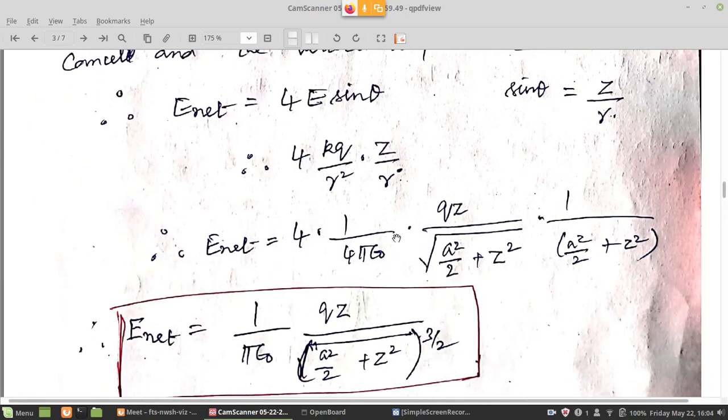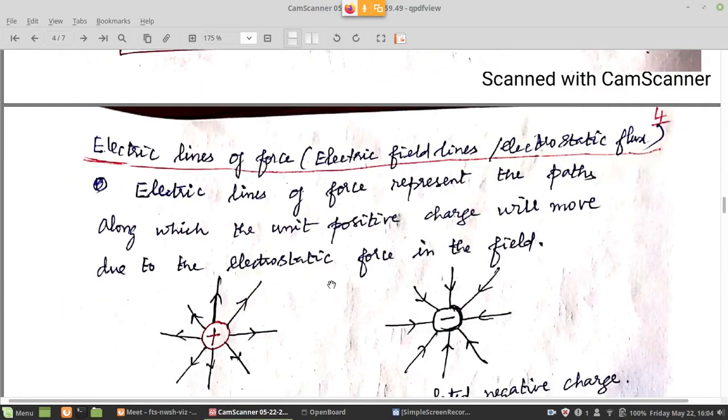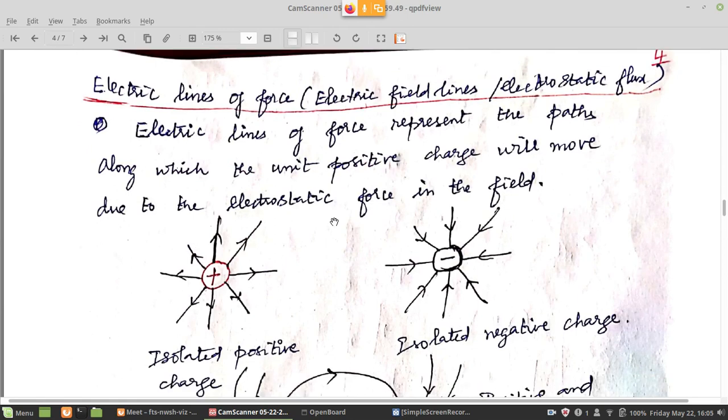Next, we will briefly discuss a very important topic. Later on again we have to deal with this in more detail. That is electric lines of force. What is this electric lines of force?